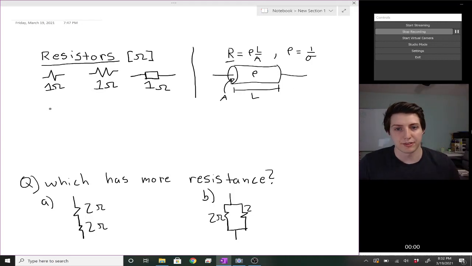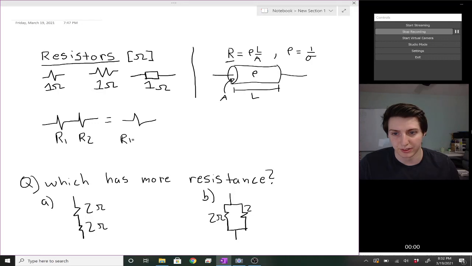So there's a few combinations we can do for resistors. We will first cover two resistors in series and parallel. If we have two resistors in series, they're just connected right to each other, so we can call this R1 and this R2. And what happens is the total resistance, we can express as one single resistor, which is equal to R1 plus R2. And that is how you calculate resistance for two resistors or any amount of resistors in series.